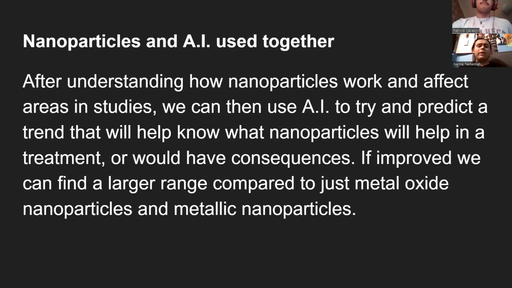So, using nanoparticles and AI together. Understanding the nanoparticles at work, we can find how they affect different areas within these studies and use the AI to predict other trends that could happen with different nanoparticles. For now, we're stuck with the two nanoparticles we're discussing, but if it were to be developed more, we can not just be limited to the range of these two nanoparticles, but spread into multiple different ranges of them. So maybe we can even predict what could happen and stop toxicity levels from increasing and poisoning patients.